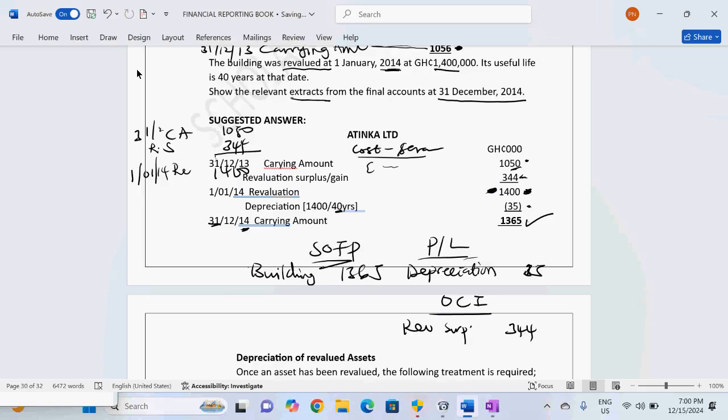344. So assuming this revaluation resulted in a loss, as we were saying, that loss will go to P&L as revaluation loss, and any further or subsequent revaluation that will result in a surplus would go and reduce that loss first. When it reduces that loss, the difference will come to the OCI. So let's say there is a loss of 300, which will go to the P&L. This 344 would go and decrease the 300, and the remaining 44 will come to the OCI. I believe I'm making sense.